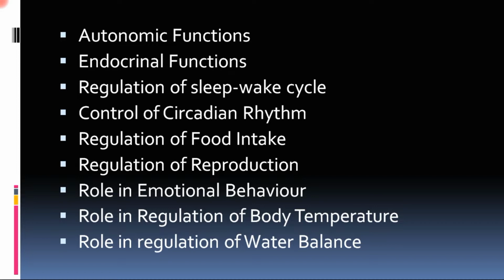Then regulation of the sleep-wake cycle, control of circadian rhythm, regulation of food intake, regulation of reproductive behaviors, role in emotional behaviors, role in regulation of body temperature, and role in regulation of water balance. So these are the various functions performed by the hypothalamus. Let us see one by one how the hypothalamus performs these functions.